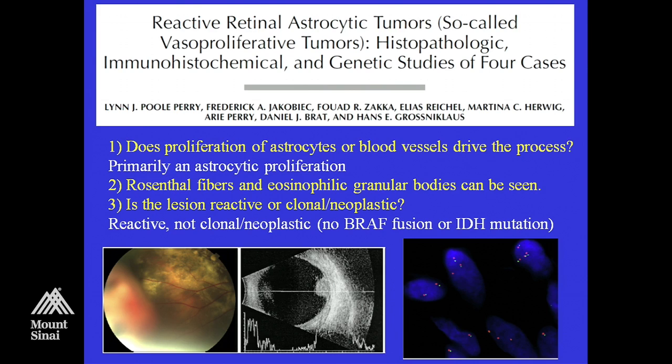And they started to get at the important issue of is this a reactive or a clonal neoplastic lesion? They looked specifically for molecular changes found in gliomas in the CNS, including BRAF fusions and IDH mutations, and they didn't see those in those four cases. Hans had proposed the name reactive retinal astrocytic tumor for these because he felt like that better characterized what was going on. And I tend to agree with him. I think this is probably a superior nomenclature.